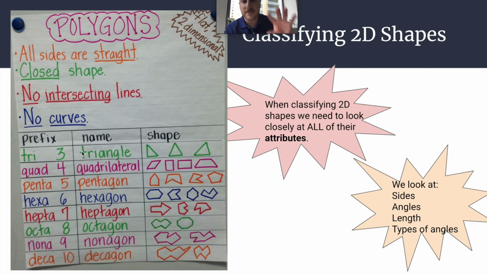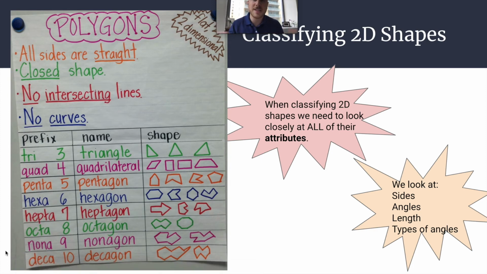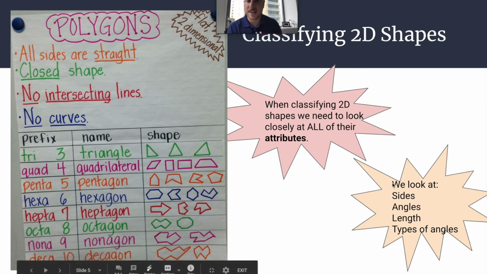Here are some ways that you can identify polygonal shapes. There are certain prefixes that you can use, and they make sense because if you think about triangle, 3 sides, tri means 3. If you think about quadrilateral, 4 sides. There are lots of different ways to make triangles, quadrilaterals, and so on. So take a moment, notice these, go through them, read them to yourself. You won't need to recall them instantly, but they're really good to know, and you should be familiar with these shapes. When you classify 2D shapes, we need to look closely at all of their attributes. Attribute is a fancy way of saying properties. We need to know how many sides they have. We need to look at the angles, the length, the types of angles.